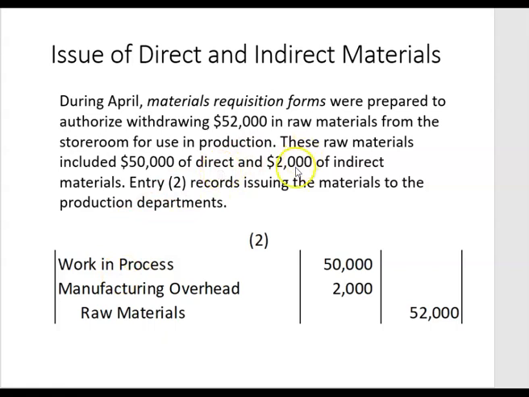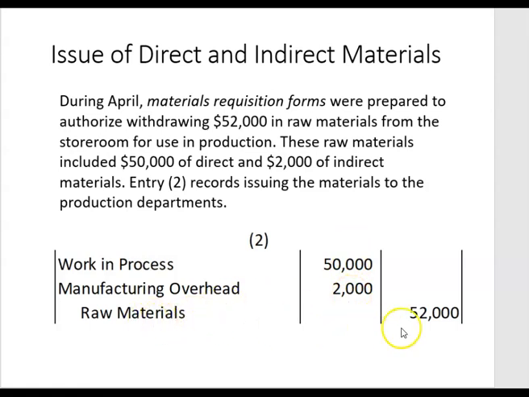If we can't assign it to a job because it's indirect, we'll hold it in manufacturing overhead until we're ready to allocate it to the job. So that's why 50,000 of this will go to work in process, and 2,000 of it will go to manufacturing overhead. These are all asset accounts, and all assets go up with a debit. This is why we're debiting these, because they go up. And if they go up with a debit, assets must go down with the credit.